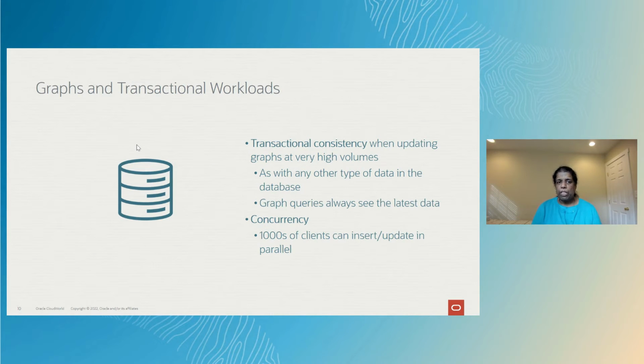That brings me to graphs and transactional workloads. Because our graph feature is so integrated with the database, we can work with any workload that requires transactional consistency. You can have streaming data, you can have high-speed updates for your graph, and you can be simultaneously querying the graph. Graph queries will always see the latest data, which is transactionally consistent.